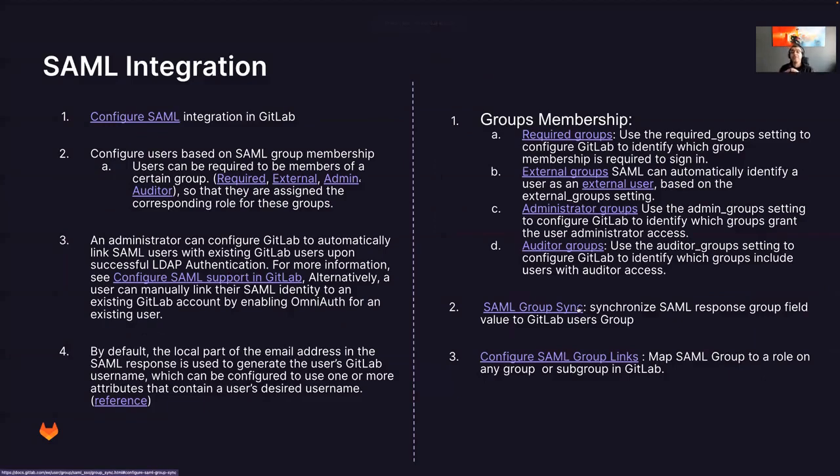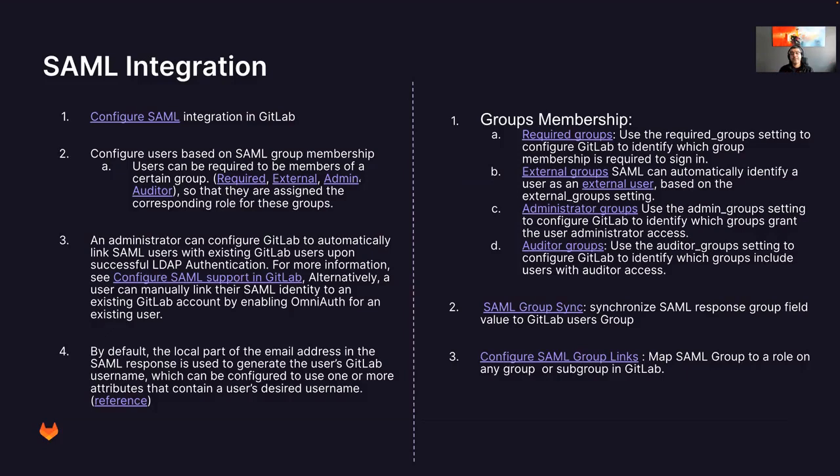Yep, you can do two things here. I've covered the group membership for SAML, but I also want to show you that you can do SAML group synchronization and SAML group links. What's the difference? SAML group synchronization synchronizes a value in the SAML response group field with a GitLab group. Basically, it's similar to the LDAP group synchronization, if you remember. Simply, SAML group to GitLab group.